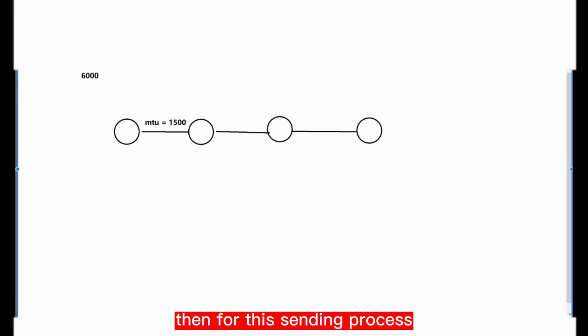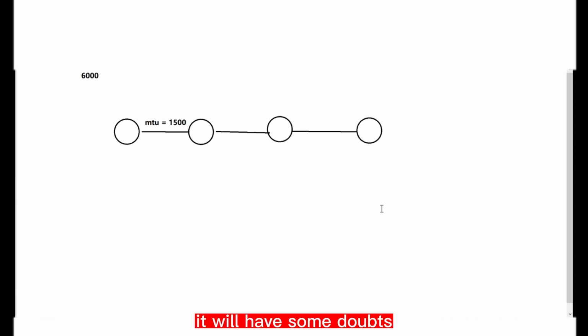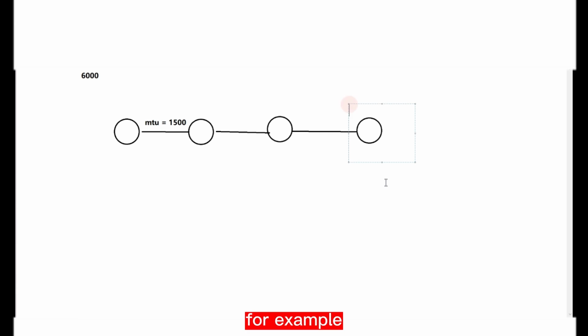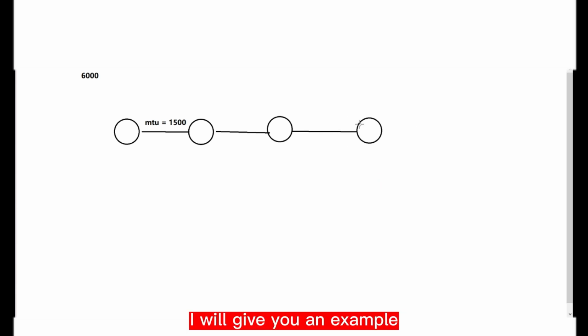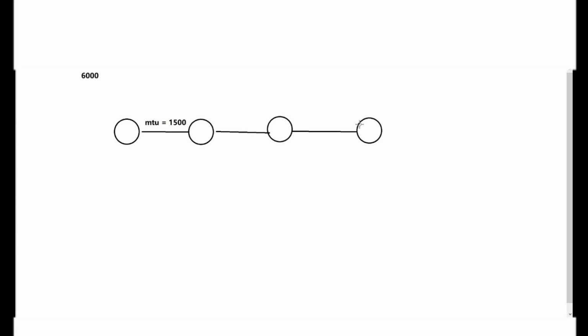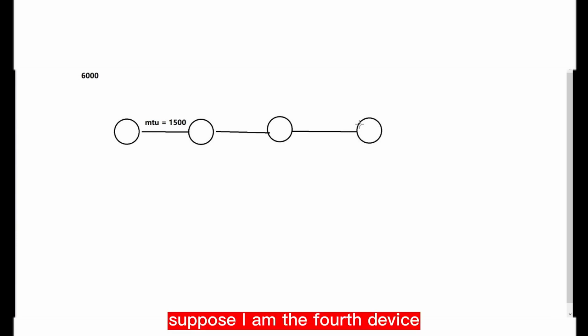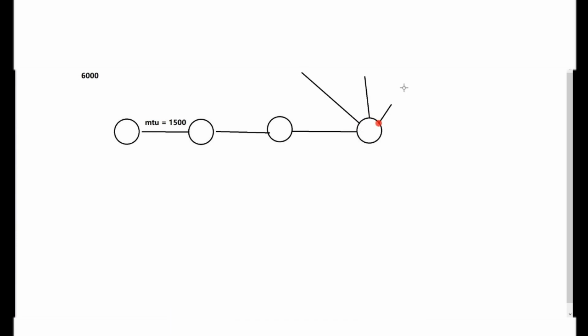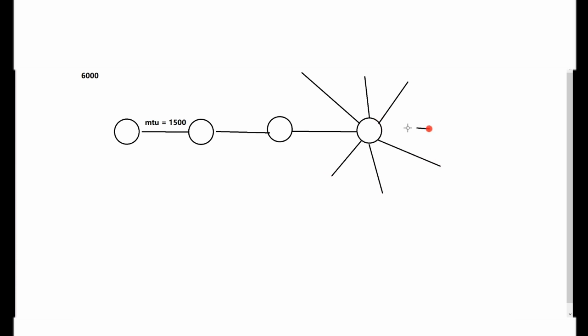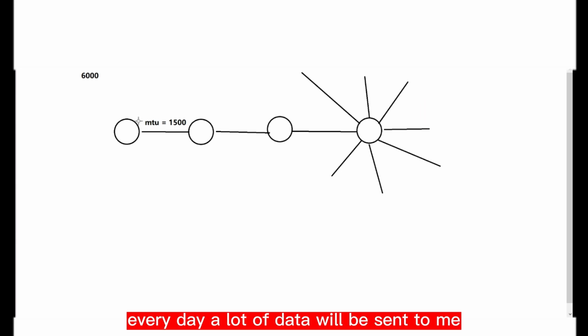Then, for this sending process, there will be some doubts. We have to consider some problems in the sending process. For example, the first question. I will give you an example. I have these devices, and the first device sends to the 4th device. Suppose I am the 4th device. If in the future I provide services to a very large number of users, every day a lot of data will be sent to me.